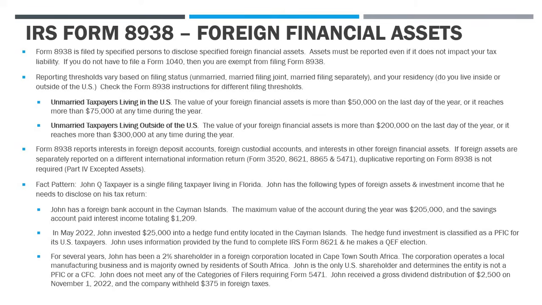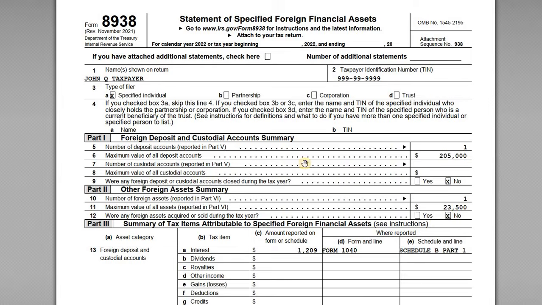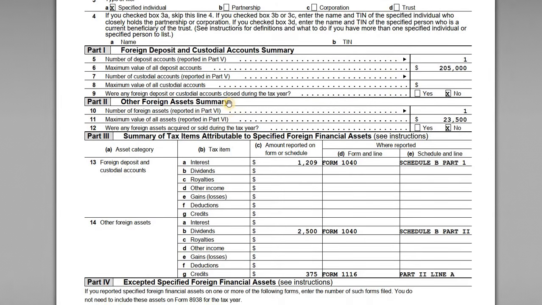Okay. All right. So now let's look at the form itself, and then we'll start going through these pieces one by one. So the 8938 name shown on the return. So John is an individual. So this is a U.S. specified individual that's filing this. It's not a partnership or corporation. So we've got John's name, his tax ID number, and then part 1 and part 2 is where we separate the deposit and custodial accounts, and then these other foreign financial assets.